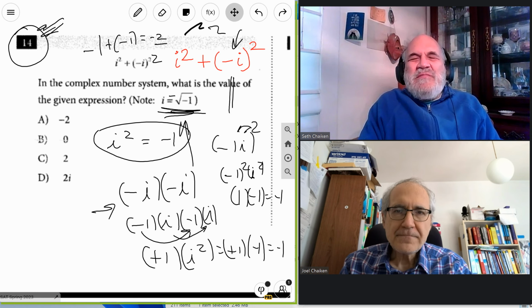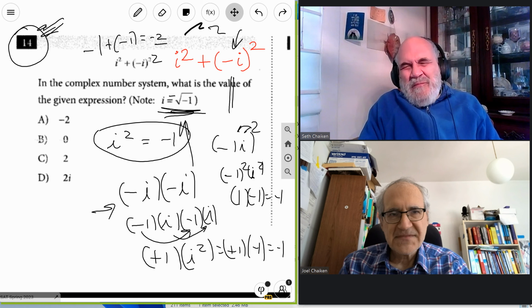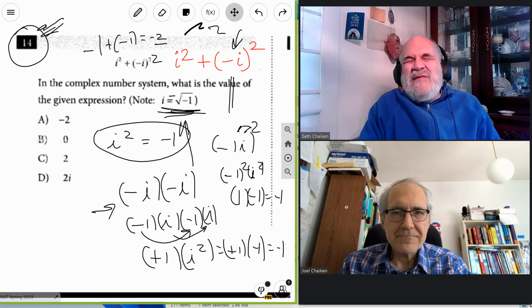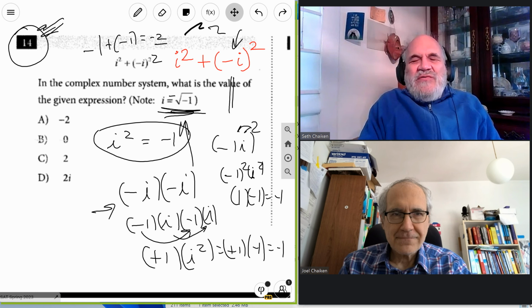I'll tell everybody what the basic rule is. The basic rule is that you simplify using all the laws of arithmetic that apply to ordinary numbers. You simplify using i as if it were a variable.